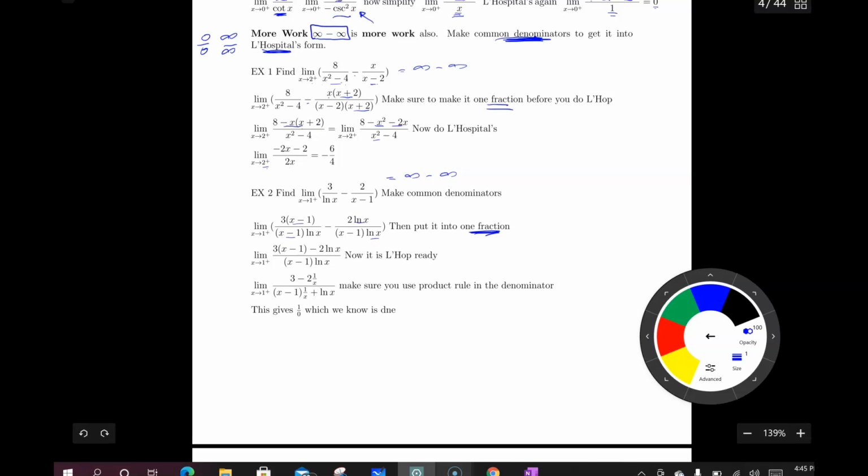Put them together into one fraction. And I'm going to even, did I multiply it? Yeah, I guess I just didn't multiply it out. So I didn't see it was going to be that hard on the top. So I put them together into one fraction. And so now I'm going to do the L'Hopital's.